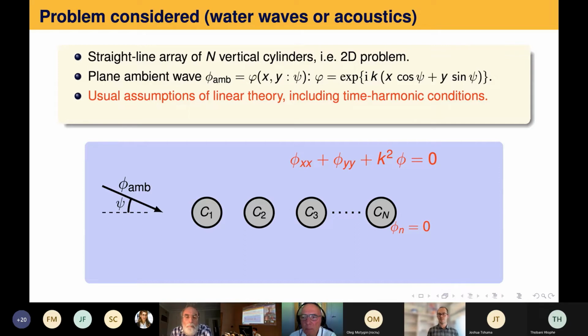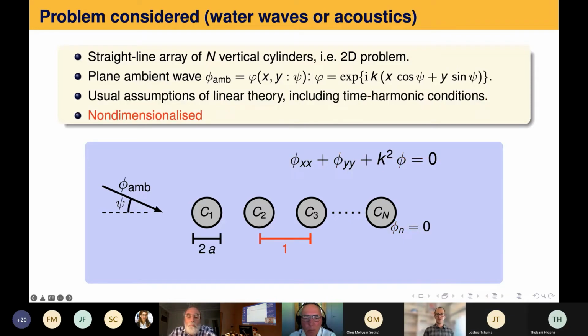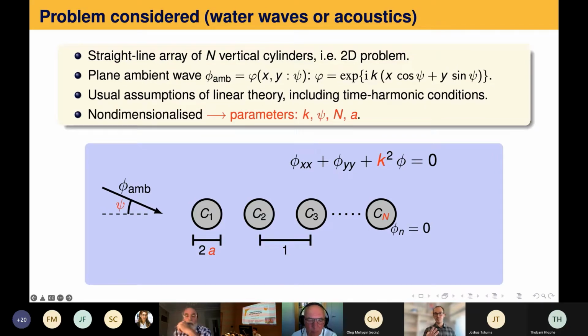It's the 2D Helmholtz equation, which is exterior to the cylinders. And then we've got Neumann boundary conditions on the cylinders, plus some radiation conditions at infinity, of course, which I'm not showing on the schematic here. And I'm going to non-dimensionalize, so there's just a unit distance between adjacent cylinders. And so we just have four parameters in this problem. We've got the frequency k, the angle psi, the number of cylinders n, and the cylinder radius a.